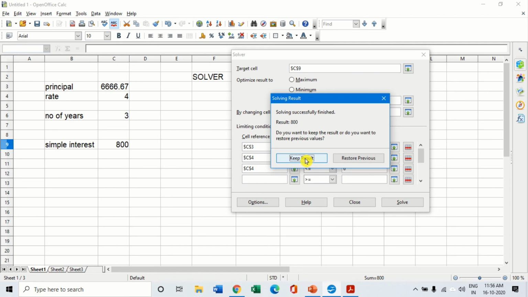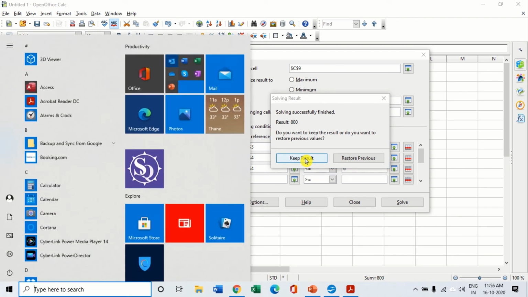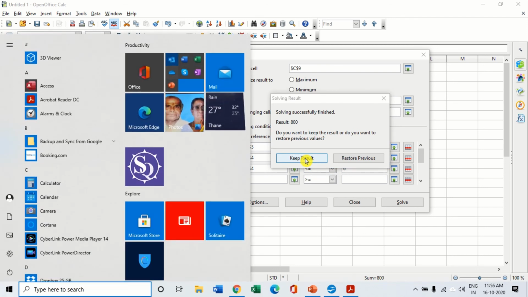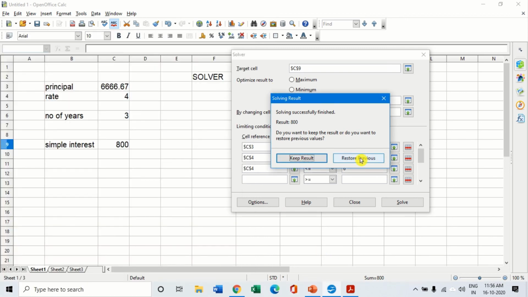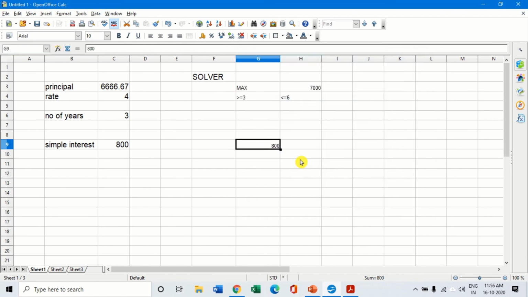Otherwise, you can simply restore back to the previous value. So if I keep the result, it will be the new value. If I restore back, it will go back to my previous value. So let me keep the result and it is solved. So this is what is called a Solver. The difference between Solver and Goal Seek is only that you can give conditions in a Solver to attain a particular goal.